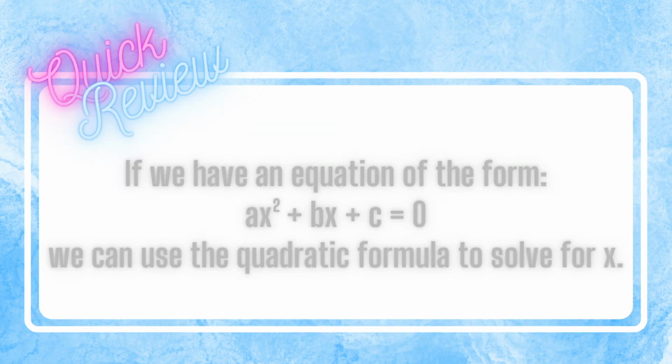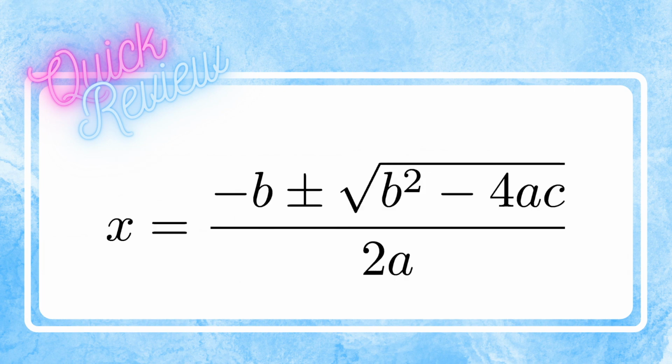If we have an equation of the form ax squared plus bx plus c equals 0, we can use the quadratic formula to solve for x. And here's the quadratic formula. X equals negative b plus or minus the square root of b squared minus 4ac all over 2a.